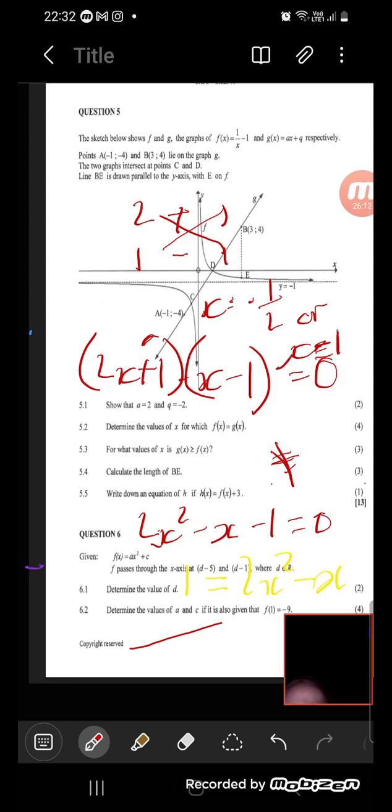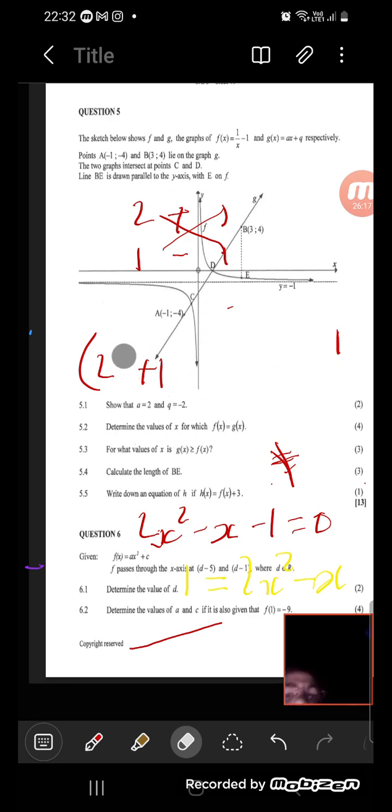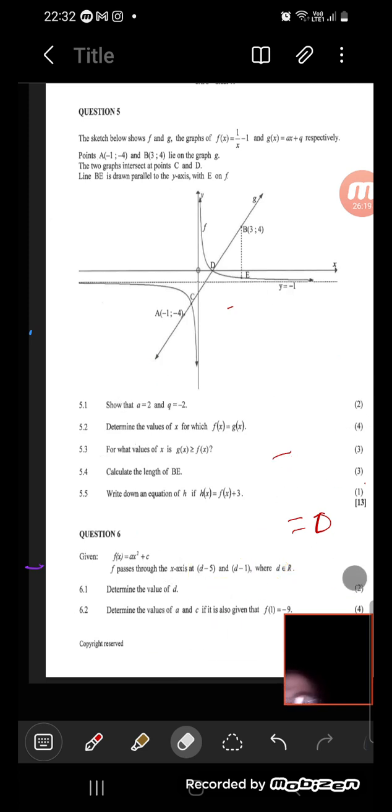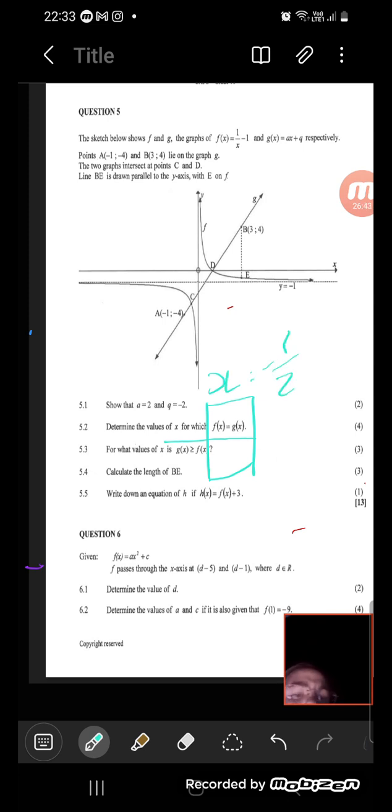I spent a lot of money on this pen, and it doesn't seem to be all that great. Okay. So x is minus a half, or x is 1. Okay. So determine the values of x. Let's see. Determine the values of x for which f of x equals g of x. So the values of x would be minus a half or 1. Cool. And that was for 4 marks.